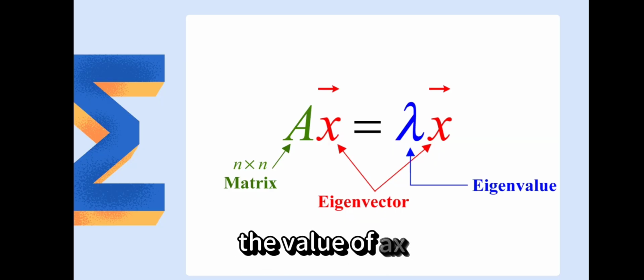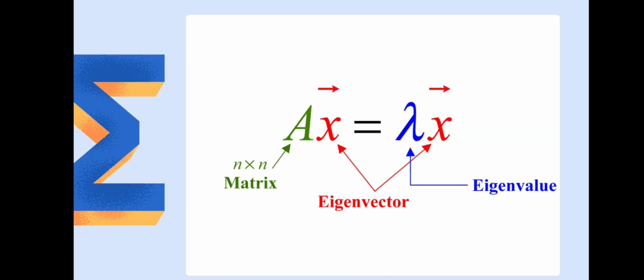The equation is Ax equals lambda x, where A means the matrix, x means the eigenvector, and the lambda symbol means the eigenvalue.